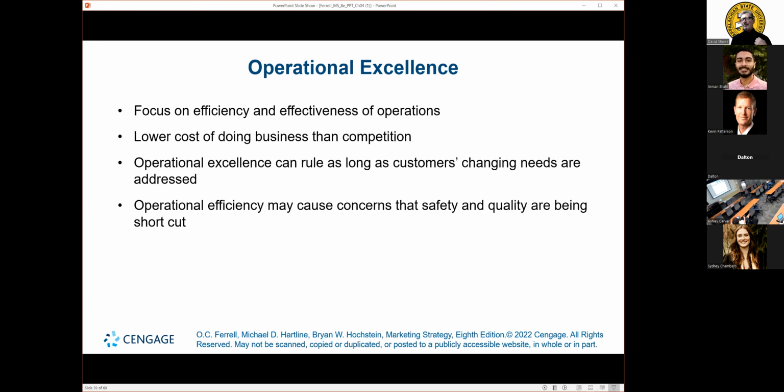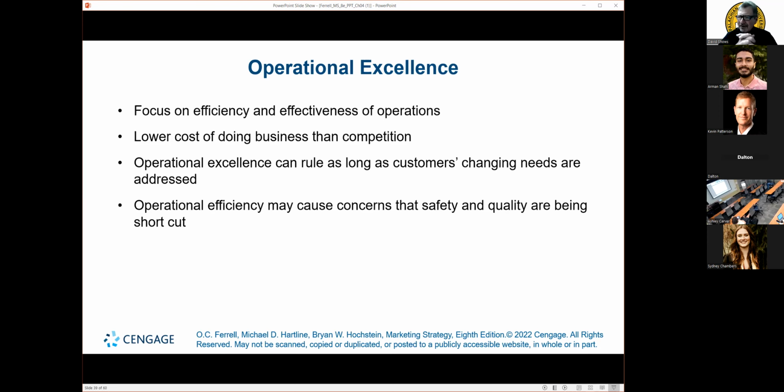Now, operational excellence can rule as long as the customer's needs are addressed. As long as you're making them happy, everything is fine. But if you're using them as a shortcut, especially when it comes to safety and quality, you're in a bad place, and you've got to be very careful. And so, once again, what helps Walmart is quite simply they have great prices, at reasonable costs for only the goods they focus in.